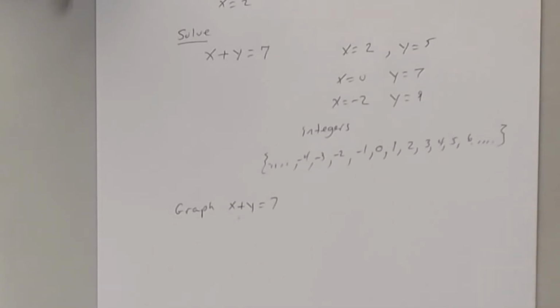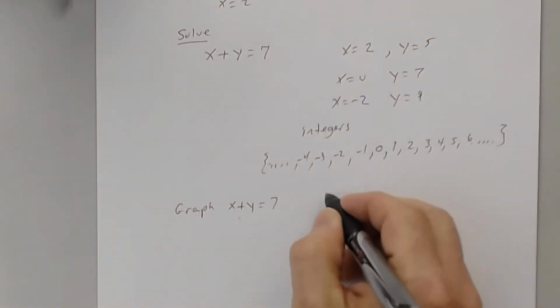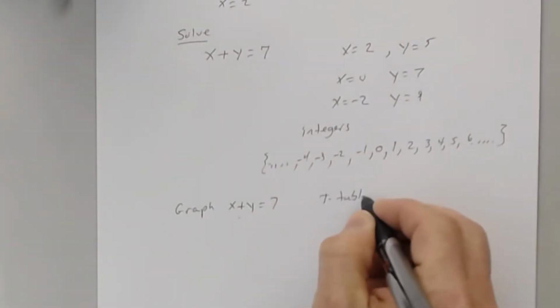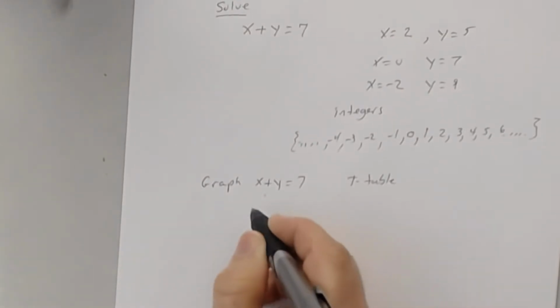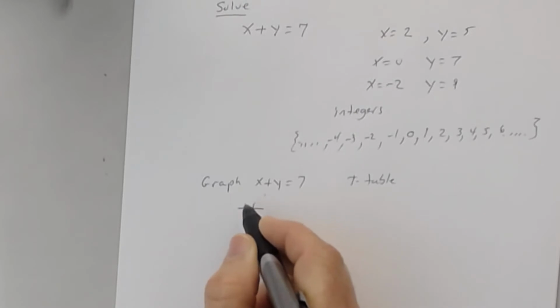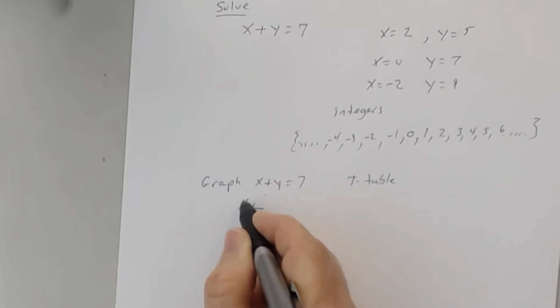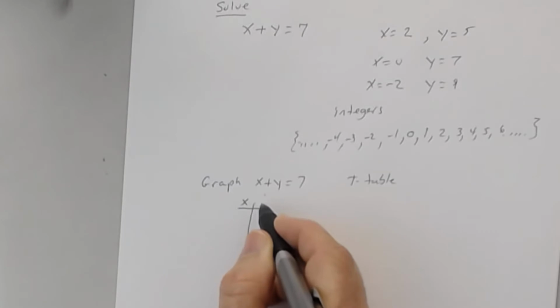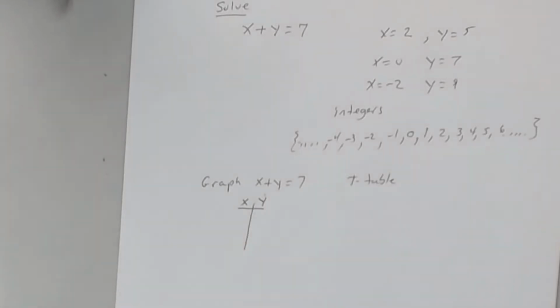Okay, now you've got to remember when graphing these linear equations, remember to use the t-table. So we use a t-table. And when you use the t-table, you may remember this: the first column was represented by what variable? X. And the second column was represented by y.